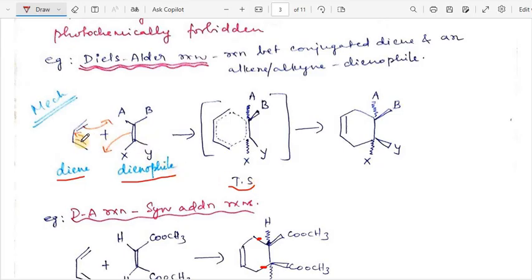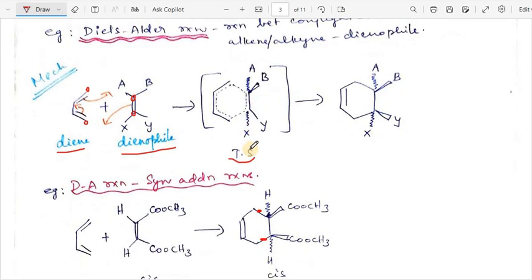And this is the mechanism. This bond will go inside and this bond will go in between this carbon and this carbon, and this bond will come between this carbon and this carbon. Therefore, we will get a 6-membered cyclic transition state, and then the product formation.